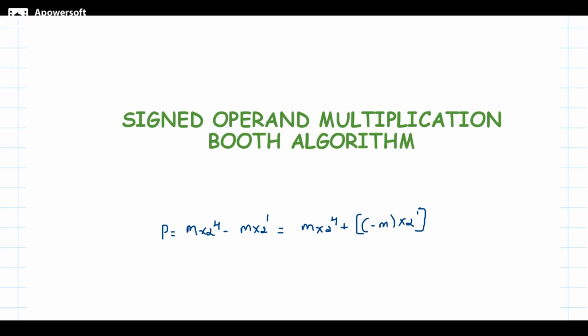So in Booth algorithm, the changeovers from 0 to 1 and 1 to 0 in the multiplier are considered, and accordingly the multiplier is reordered. So this is called recoding the multiplier.